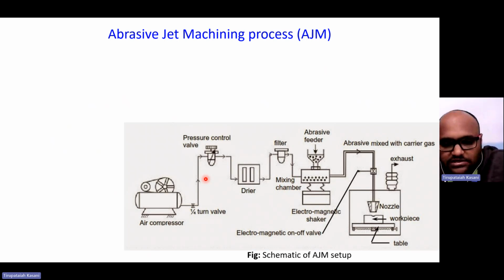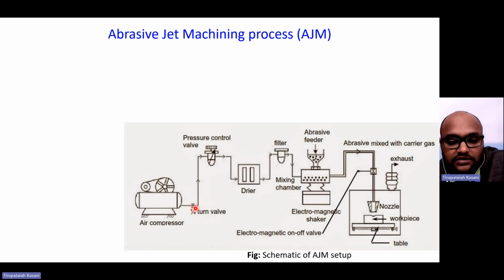First, we will start with the abrasive jet machining process. We can call this the AJM process. This is the schematic of the abrasive jet machining setup, wherein this is the air compressor, to compress the air, and this is the turn valve. Turn valve means to open and close the valve, to release and stop the gas from the compressor cylinder.